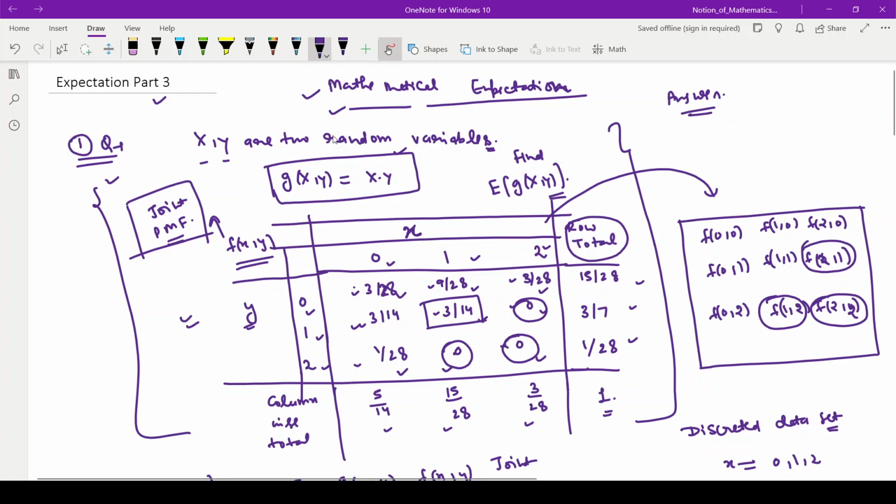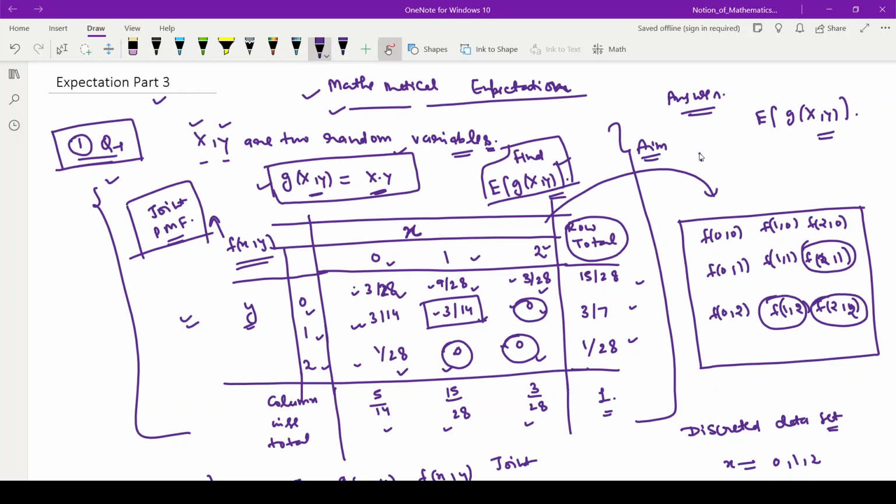In this particular video, I will be discussing how to find the expectation of a joint probability function. So here is one question I have discussed. In this question, x and y are two random variables. It is provided that g of x comma y is x into y. It is given in the question, and our aim is to find the expectation of this g(x,y). It means our aim is to find the expectation of x into y.